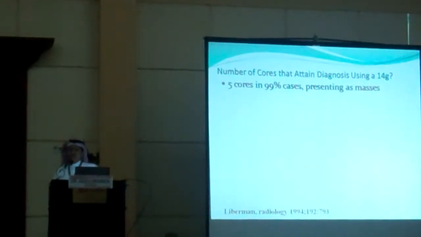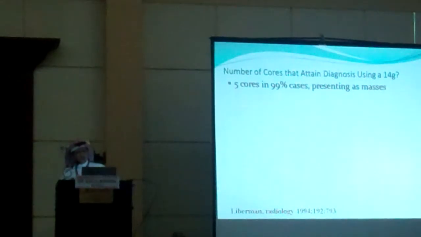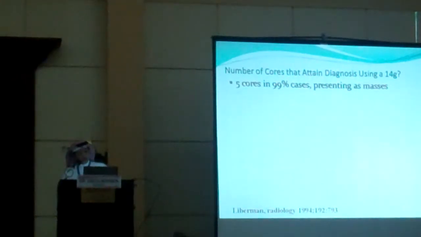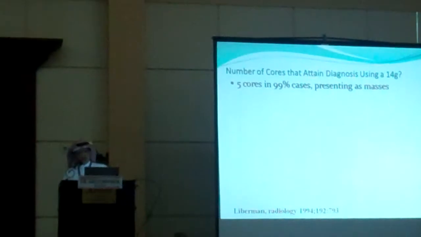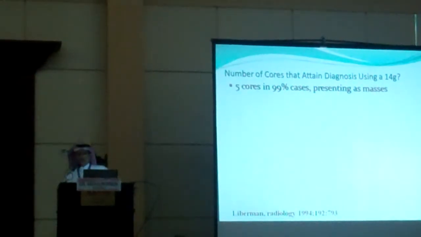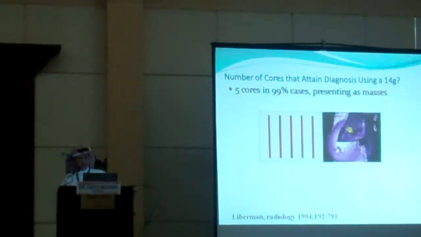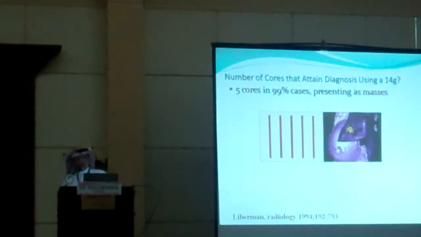The number? I'm sure many of you are asking about the numbers. What's the optimum number? If you look at the literature, this is one of the radiology studies. It states that if you obtain 5 cores, you will be able to identify the diagnosis in 99% of cases presented with mass. So presented with mass, you can obtain the diagnosis in 99% with 5 cores.